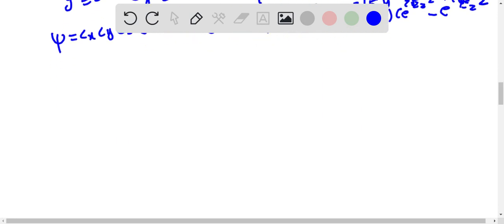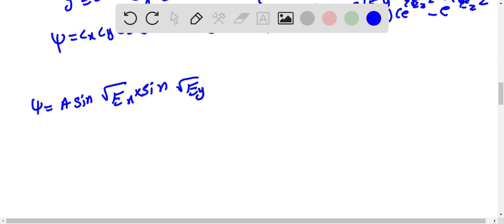And finally, this is equal to A sine of square root Ex times x, sine of square root Ey times y, and sine of square root Ez times z, right?